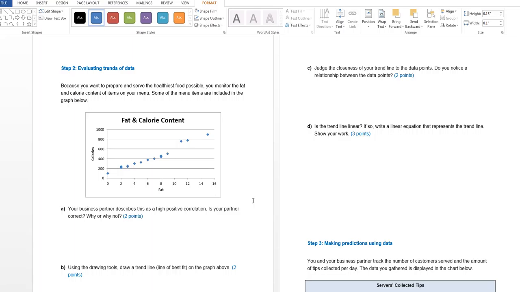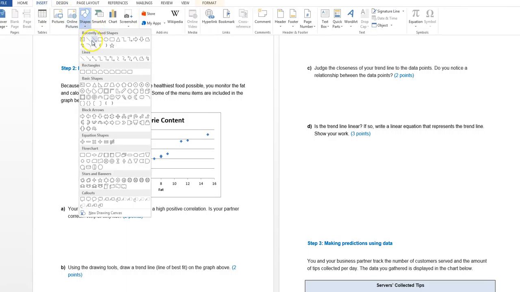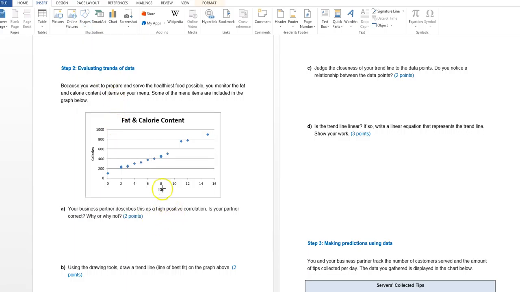All a trend line is, especially a linear trend line, is a line that approximates the straight line that would most closely align with those points. So again, if I go to Insert and Shapes and pick just my line tool, I can try to find a line that would kind of match up with these points.